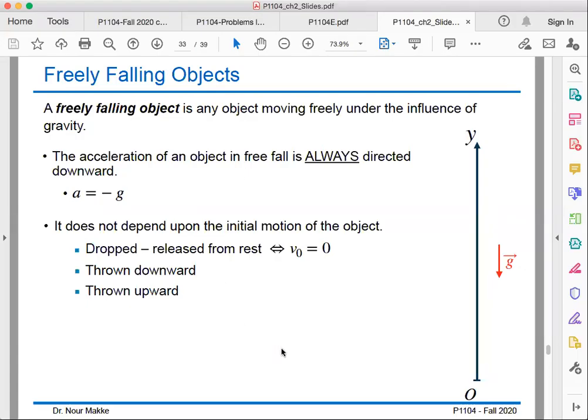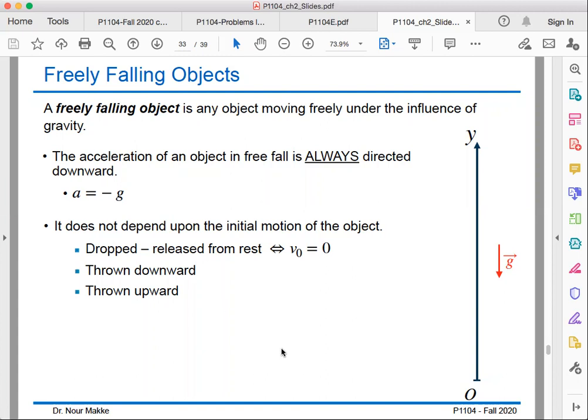A free-falling object is any object which is moving freely under the influence of gravity. Basically, it's the force or interaction that dominates the motion of the object, and it is gravity. So the acceleration of an object in free fall is always directed downward.